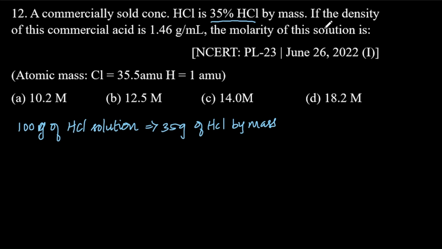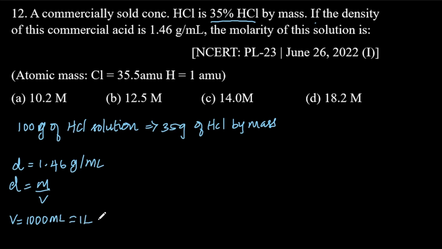The next part of the question tells that the density of this commercial acid, so for this whole solution, density is given as 1.46 gram per milliliter. We know that density is equal to mass by volume. So here volume is not mentioned, so let us consider the volume is 1000 ml. So 1000 ml is nothing but 1 liter.